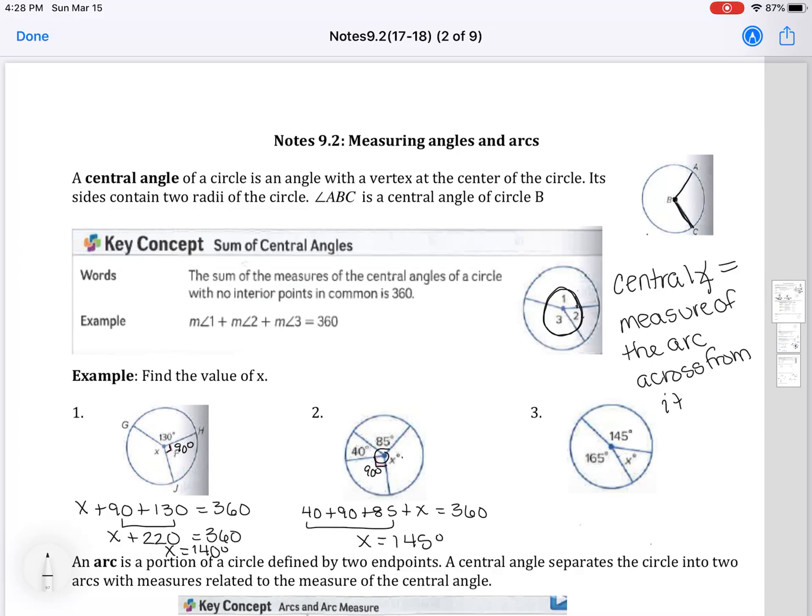145 degrees. Last one, take all 3 put together, 165, 145, and x equaling 360. Put the 2 that you know together, subtract that from 360, and you end up with 50 degrees.